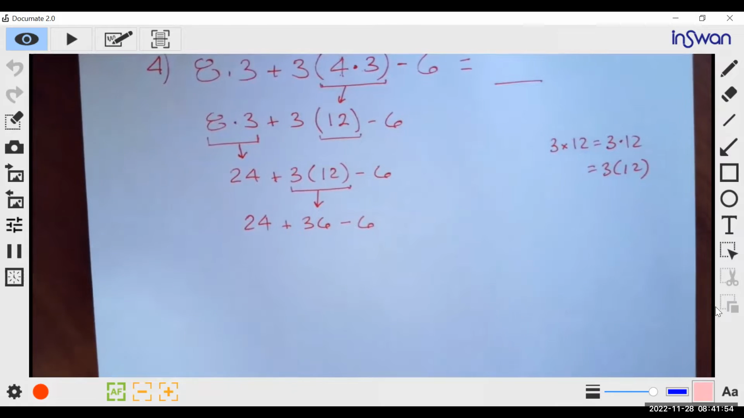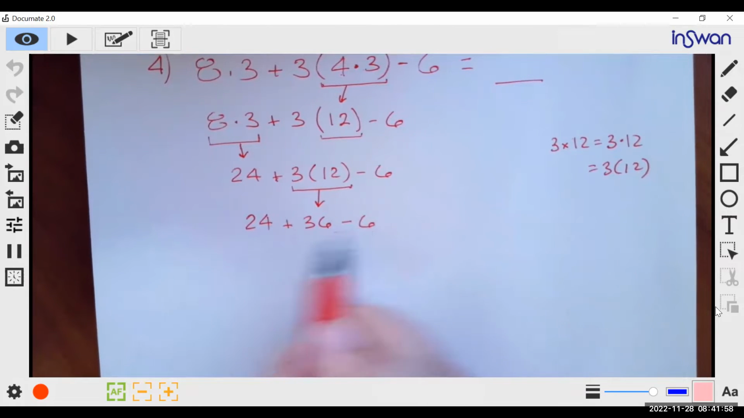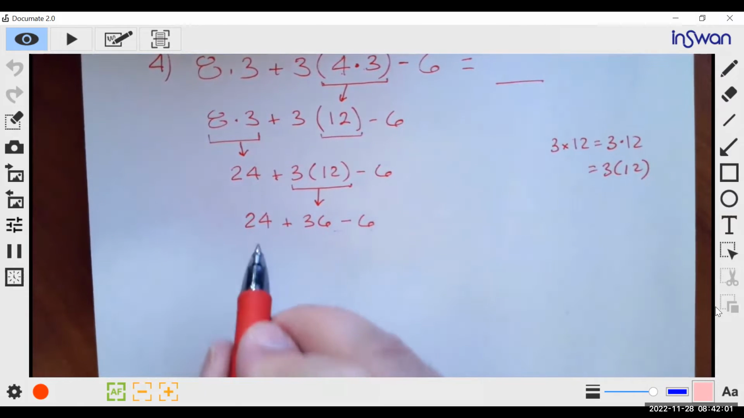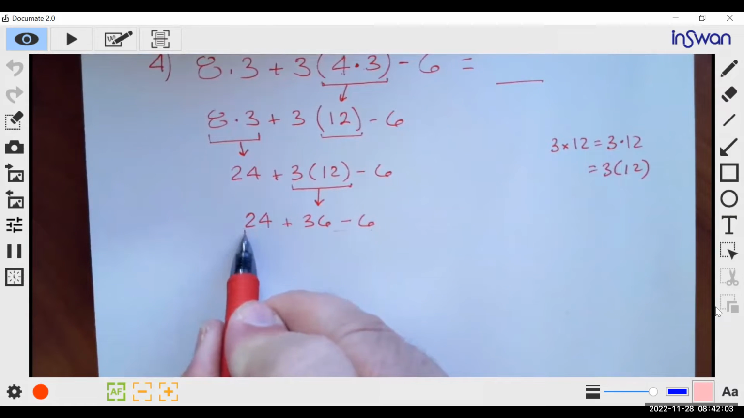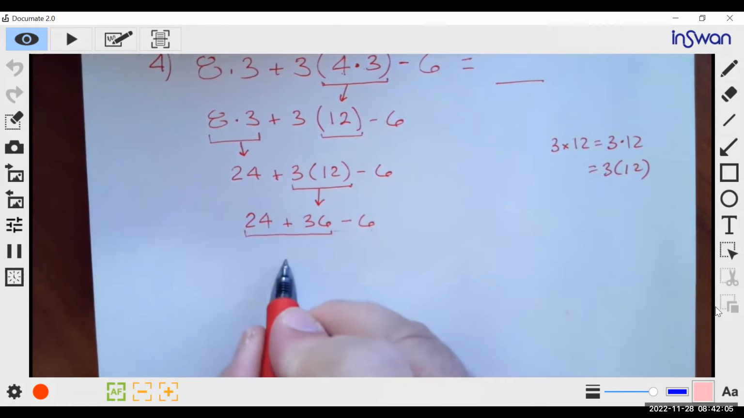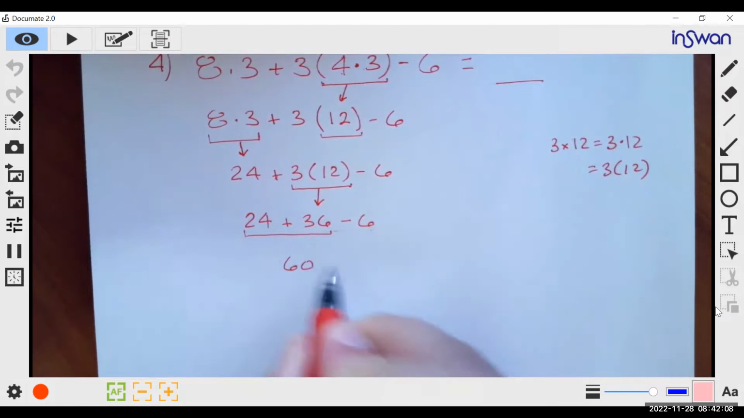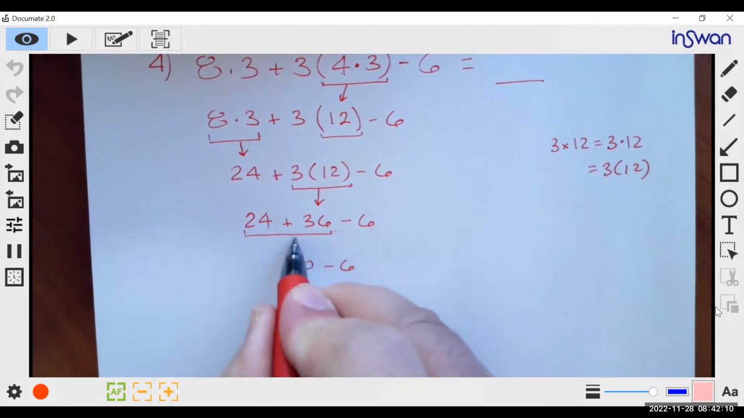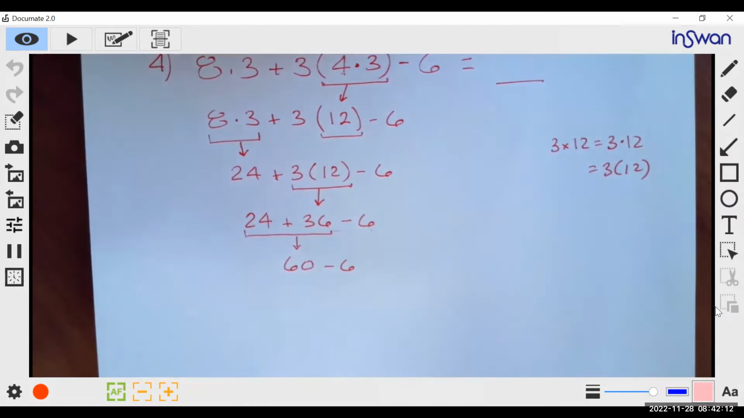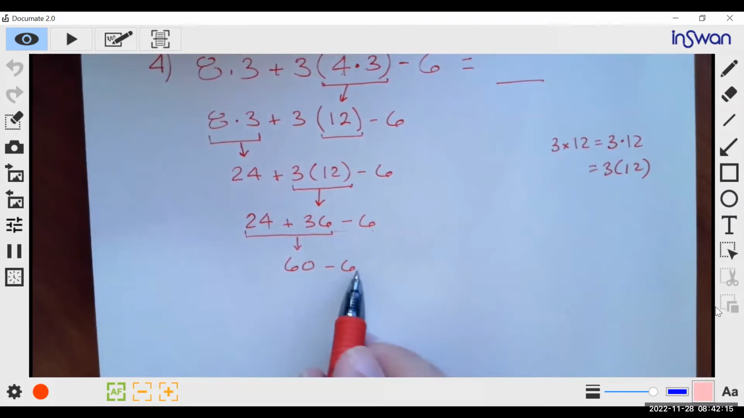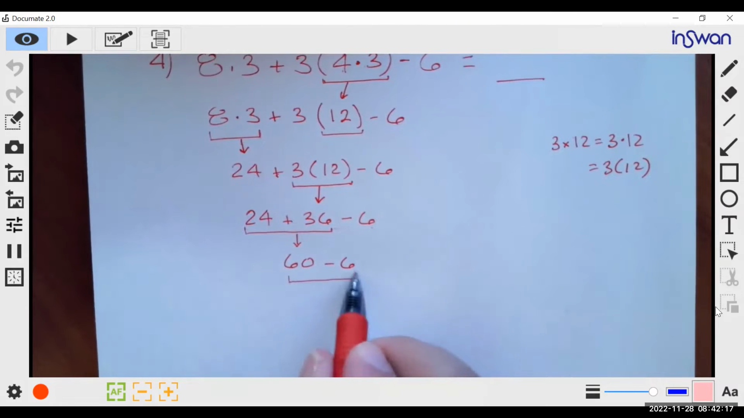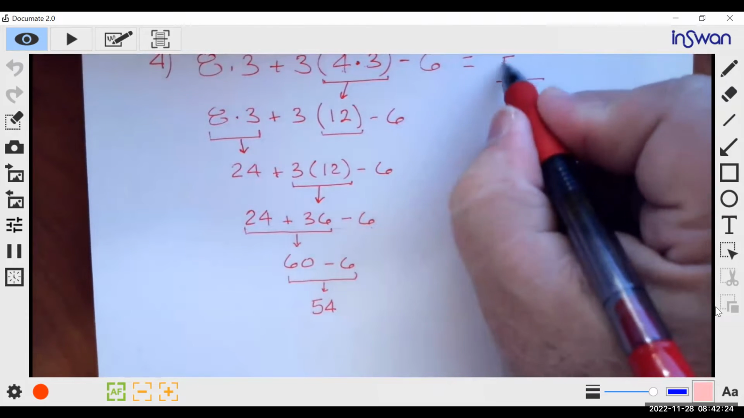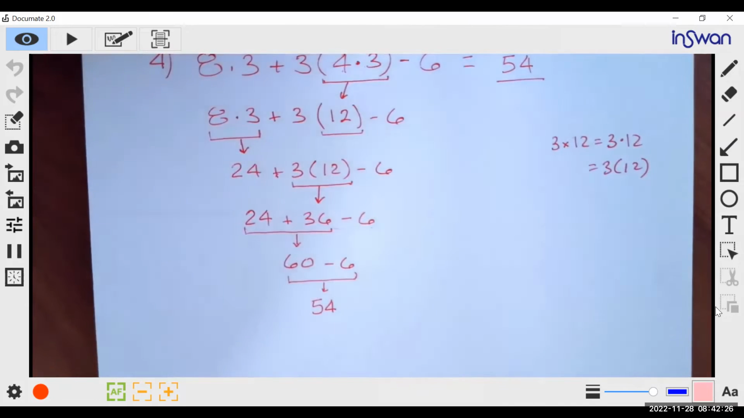Remember, treat the signs and the numbers separately. Left to right. Any special operations? No. Any multiplication division? No. So we go left to right. Addition, subtraction. 24 plus 36 is 60. No special operations, no multiplication division. And we have a subtraction. 60 minus 6 is 54. So the answer is 54.